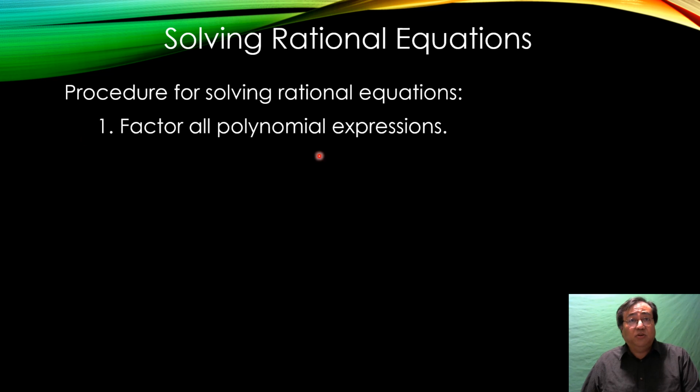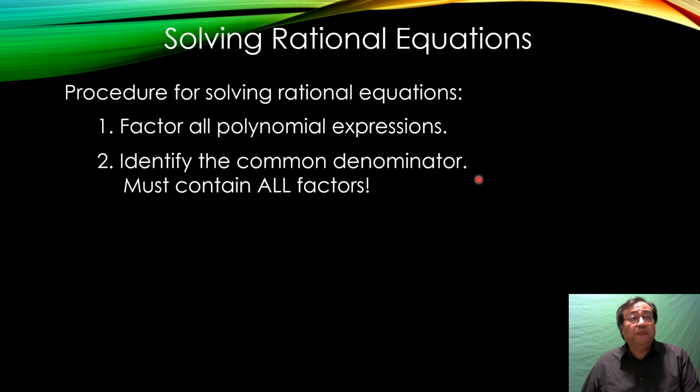Alright, so we're going to have a procedure for solving rational equations. We're going to factor all the polynomial expressions. Remember, the rational equations we deal with are made up of polynomial expressions. Identify the common denominator, and it must contain all factors. Quite frequently, when I ask what is the least common denominator, all I hear are the common factors. So I'll talk about more of that when we do the example.